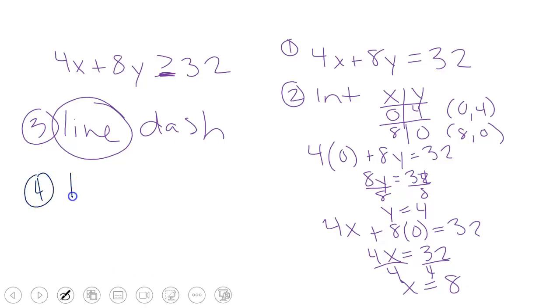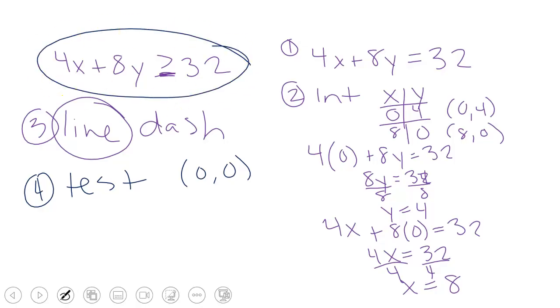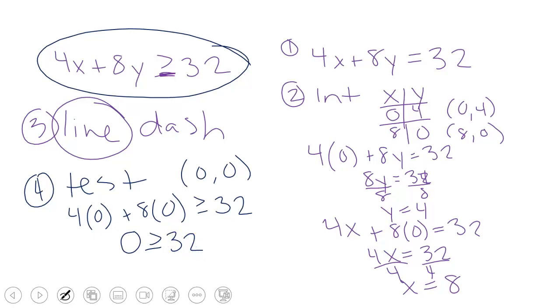So the test point is 0, 0. Is 0, 0 going to be shaded? Yes or no? So let's figure it out. Use your equation, but go back to the original equation. So 4, replace x with a 0, and then 8, replace y with a 0, bring down our sign, and the 32. So is 0 greater than or equal to 32? The mouth is opening to the 0. Is that the bigger number? No. So that means 0, 0 is not going to be shaded.